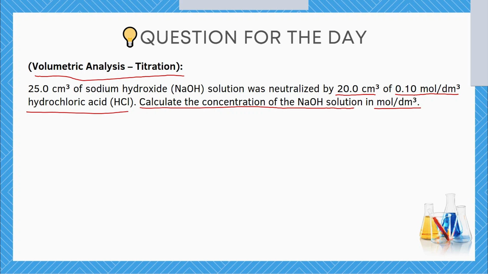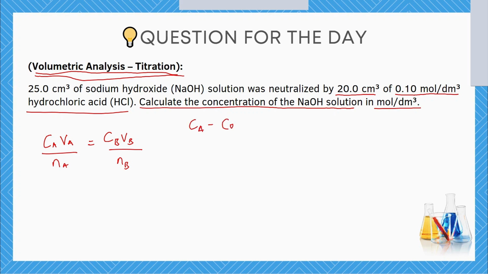The first thing we need to know is that this is a volumetric analysis or titration. And the formula that comes into play for determining the variables is CA VA all over NA is equal to CB VB all over NB. Now I'll identify what the variables mean.